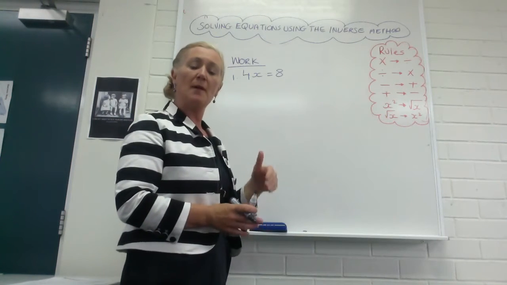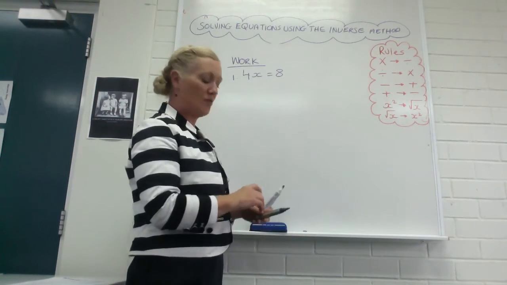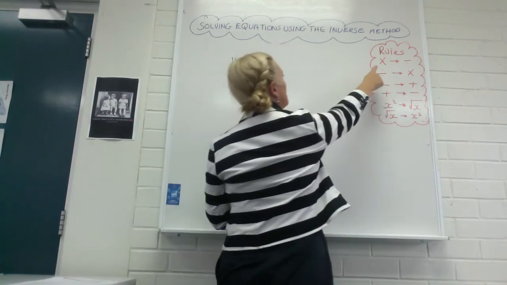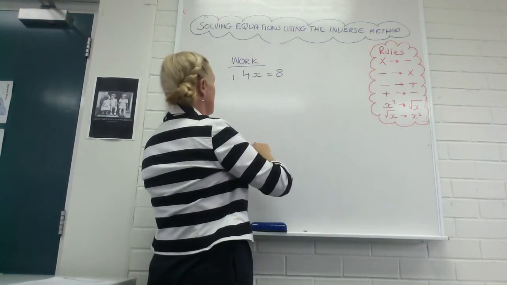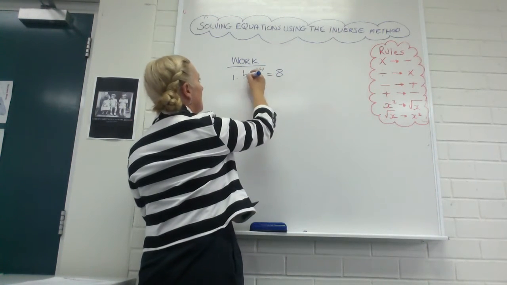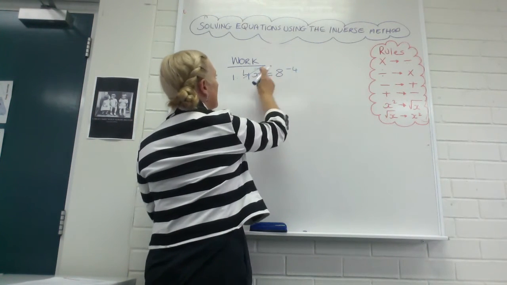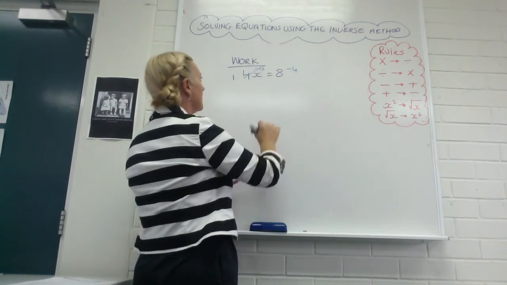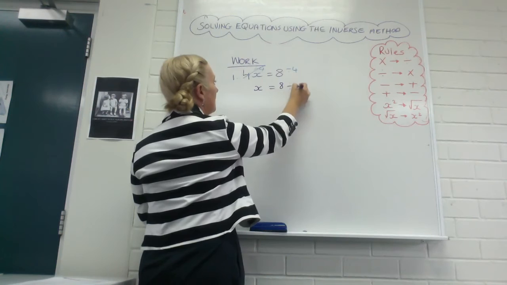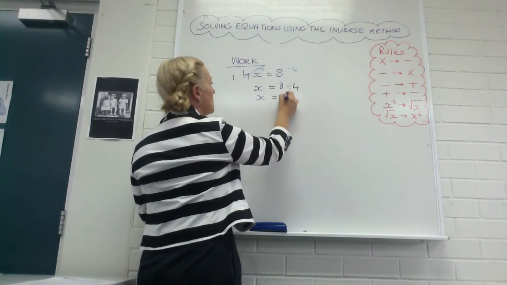Right girls, I hope you managed to work through that one. Let's work through it together. 4 times x equals 8. So now we use the inverse, which is divide. So we divide both sides by 4 to get rid of our 4. Whatever we do to the left, we always do to the right. So now we've got x equals 8 divided by 4. X equals 2.